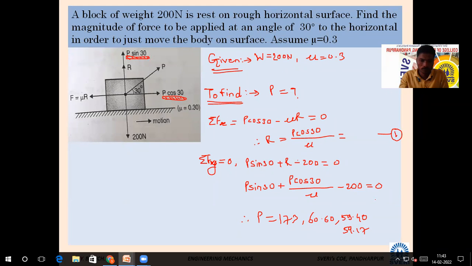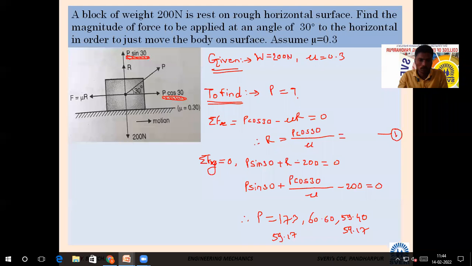Sir, the answer didn't come, sir, it shows an error. Yes. Calculator, some closing bracket, opening bracket. You should check it carefully. Riddhi, your answer. 59.17. Okay. 59.70. At least one common answer I got.